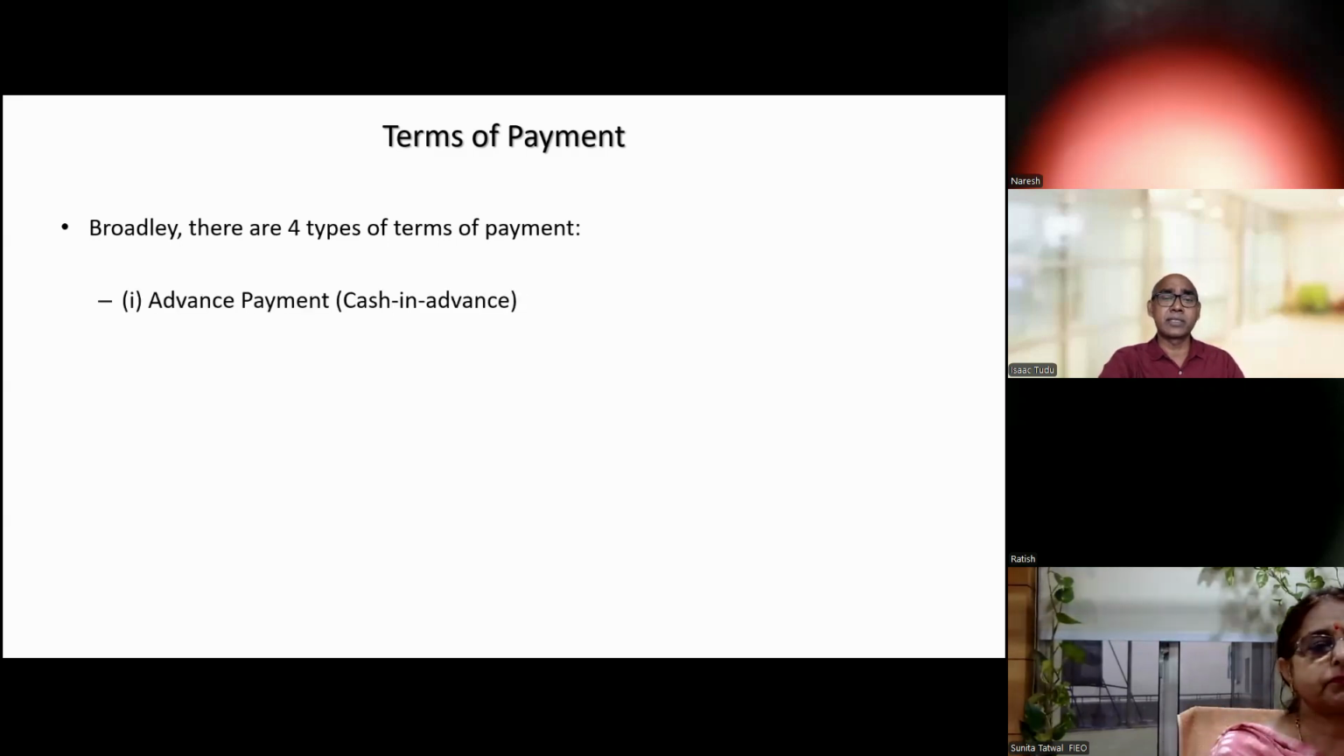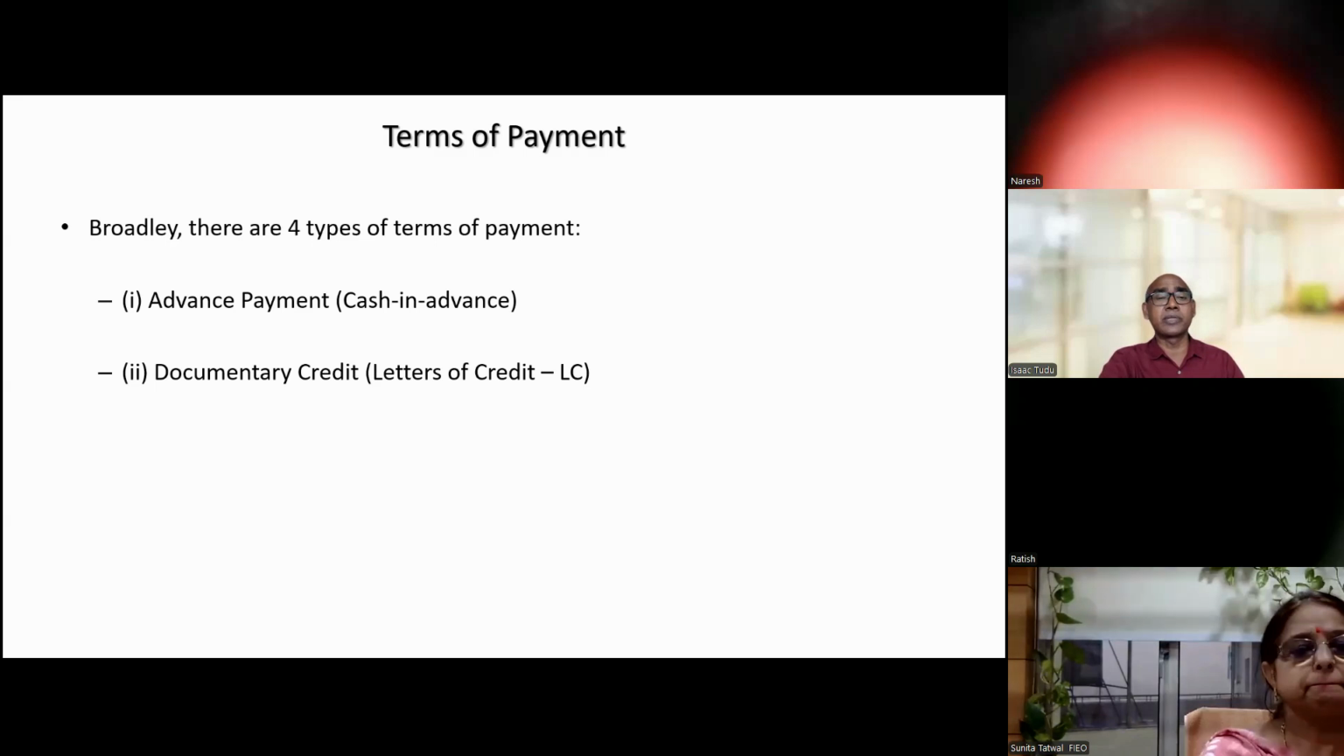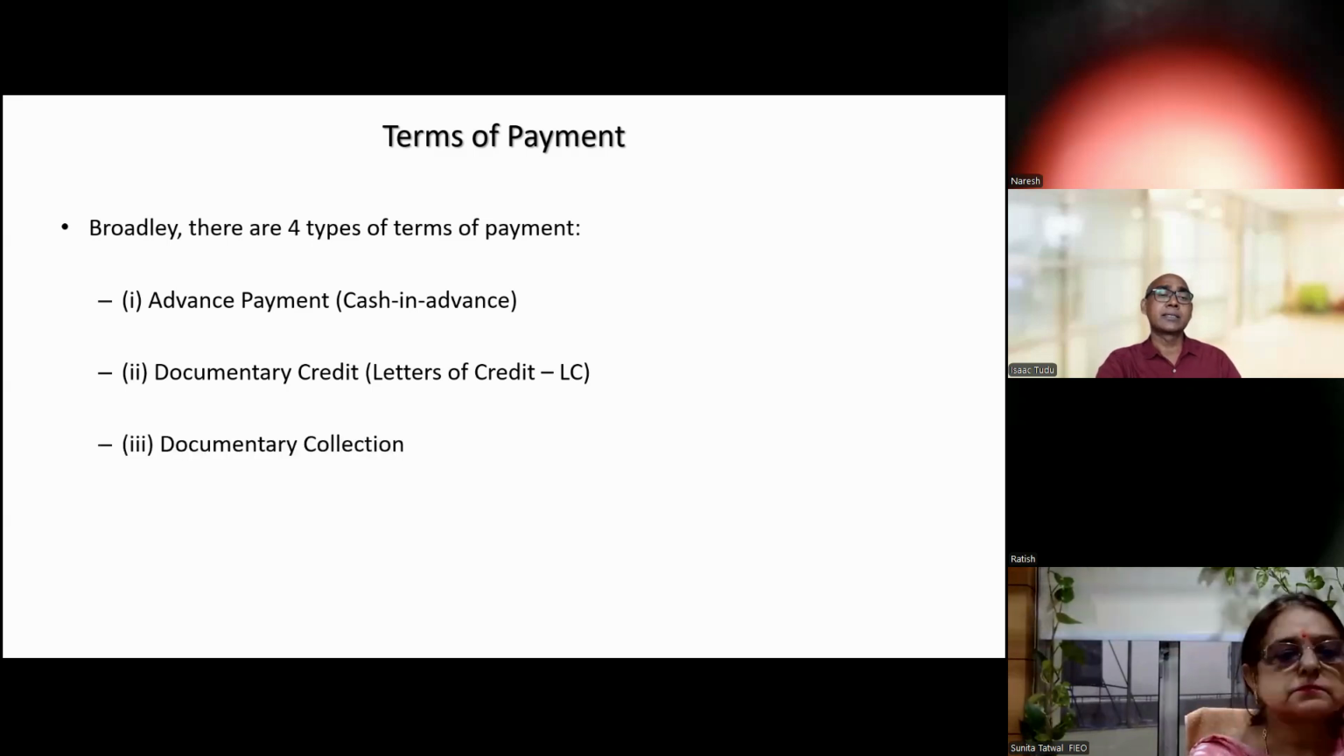Fine. So we can start with the very basic thing. Broadly, there are 4 types of terms of payment. First, I would say, advance payment. This is very good for the exporter, extremely good. You can say that it is cash in advance. The next is documentary credit, letters of credit, LC, which we very popularly know. Third is documentary collection, and fourth is open account.